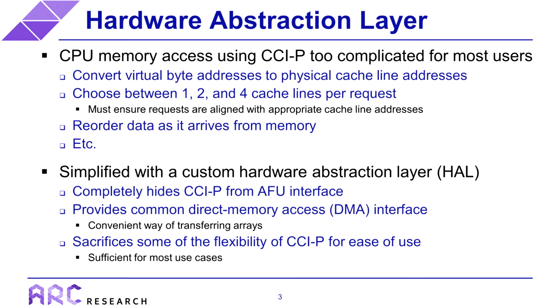So what I've done is created this hardware abstraction layer that provides a much simpler interface for accessing memory. What I do here is I provide a direct memory access, or DMA interface, which is a very common way for having some peripheral, in this case an AFU, directly access the memory of a host processor. And I'll go into the details of that interface in a few slides, but basically a typical DMA interface gives you a convenient way of transferring arrays from a processor into some kind of accelerator or some kind of peripheral.